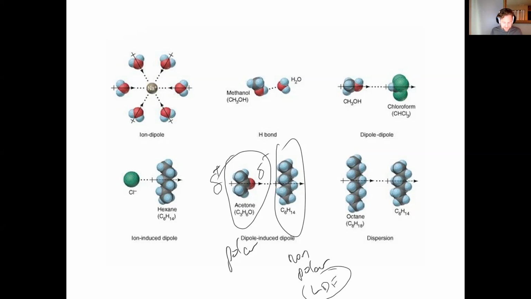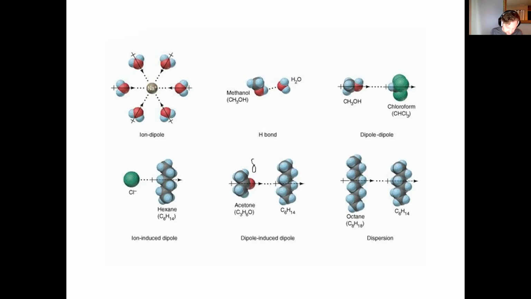So the partial negative side of the acetone might pull or push some electrons to the other side of the C6H14 molecule, so that the side nearest the partial negative of the acetone is slightly partial positive, and it'll induce the dipole on the C6H14 molecule to be opposites attract. So it pulls the electrons to one side or the other based on which side is near the polar end of the acetone. That's called an induced dipole.